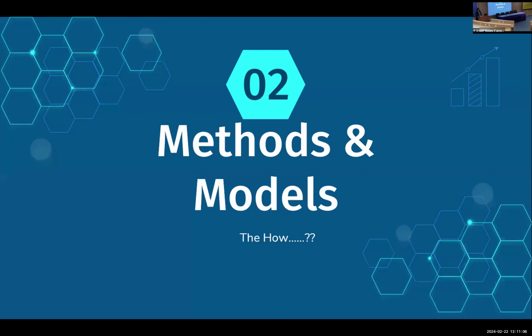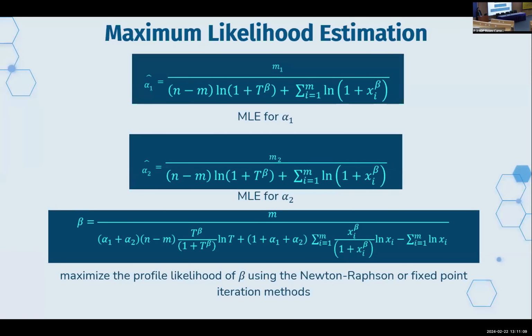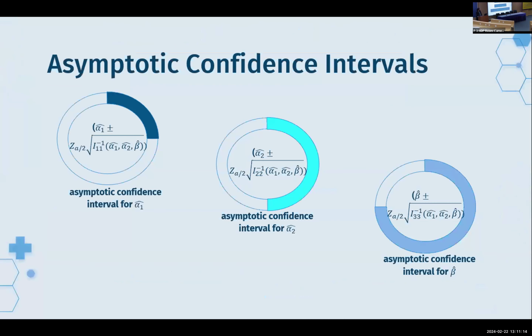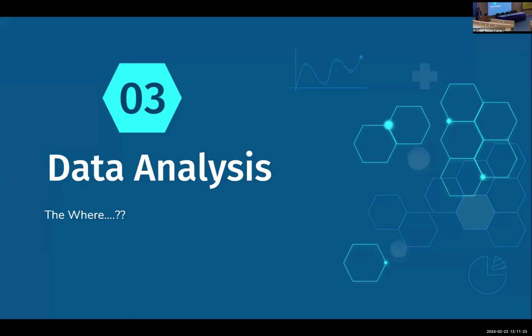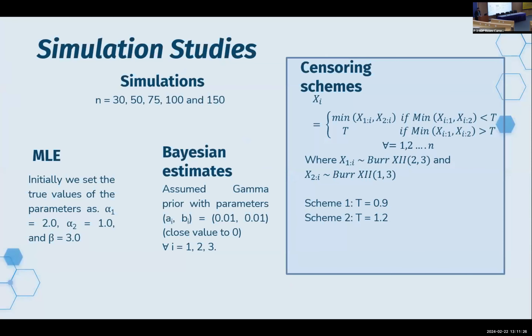The methods that we've used in our paper are the maximum likelihood estimation technique, where we've obtained the maximum likelihood estimates. We've also obtained the asymptotic confidence intervals, followed by the Bayesian estimation technique. Moving on to the part of data analysis, we have tried to assess our developed model through simulation studies, and these are the assumptions that we've used under simulation studies.